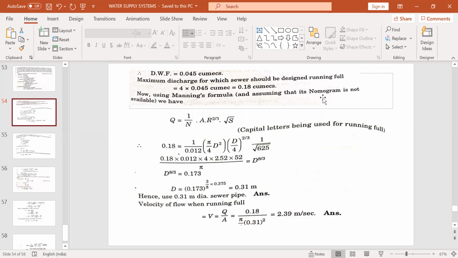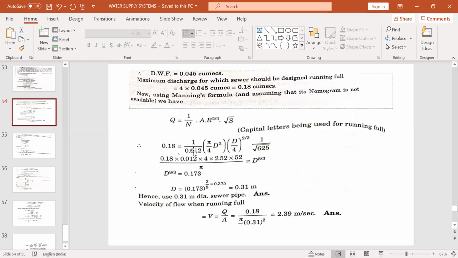So usually nomograms are available, but sometimes if they are not available, then you have to use mathematical formulas like Manning's formula, Q equal to 1 by n A R to the power 2 by 3 and square root of S, or S to the power half. Now here it is running full, so we are taking all capital letters. That is why capital letters are being used for running full. So Q, you know, is 1.18.